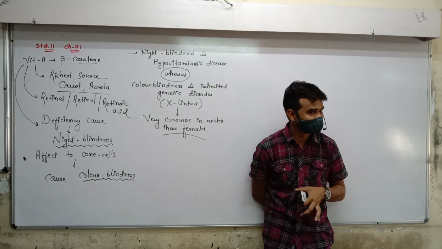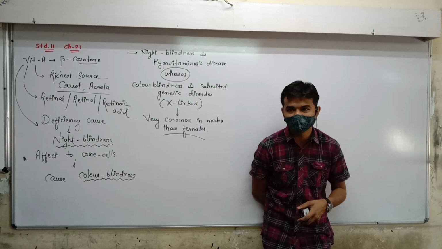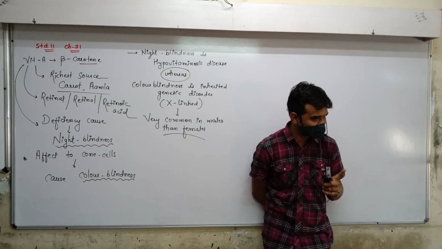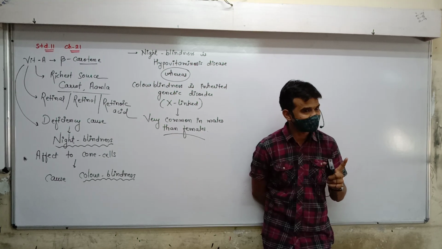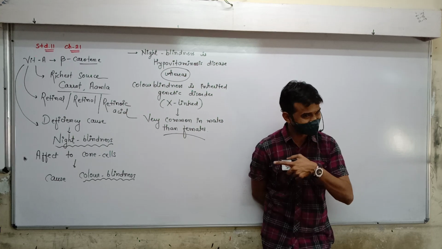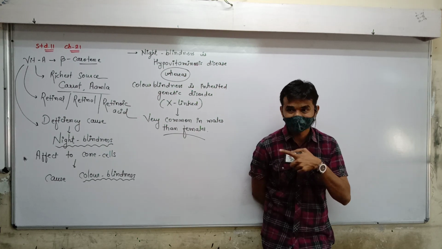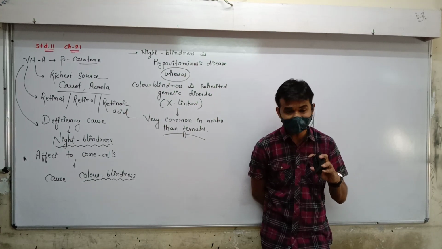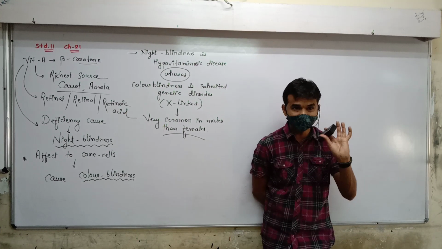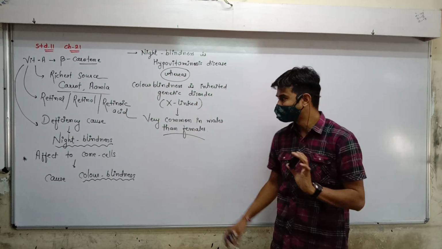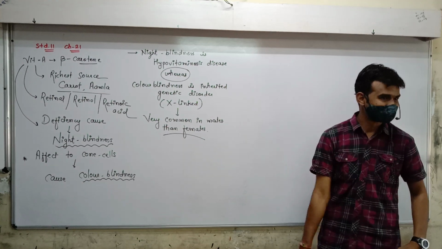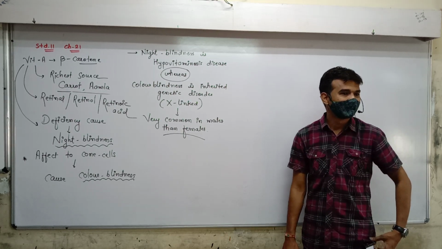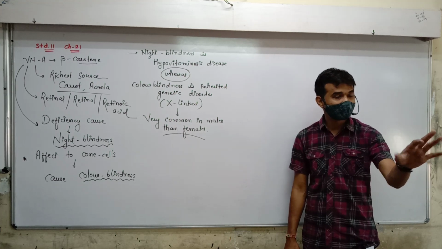Any doubt here? Now the last conclusion I have to give you: night blindness is a hypovitaminosis disease and it is corrected by administration of vitamin A to the affected person. We are unable to cure it otherwise. Yes, we are able to cure it, but by gene therapy.